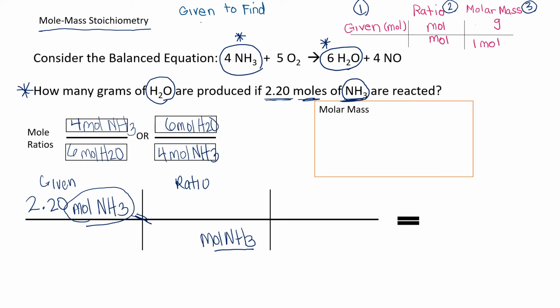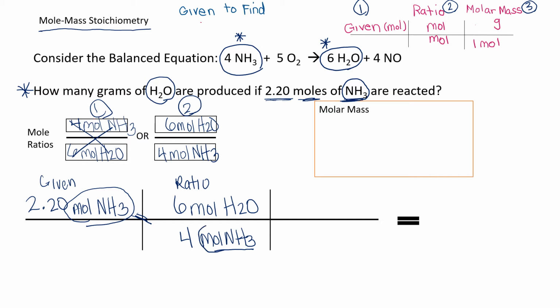So now that you know what goes on the bottom, take a look at your ratios, take a look at your first option and your second option, and find the one that has moles of NH3 on the bottom. So the first option has moles of H2O, so that's not something we're going to use, but the second option does have 4 moles of NH3. So we have our 4 moles of NH3, and up on the top we have 6 moles of H2O.